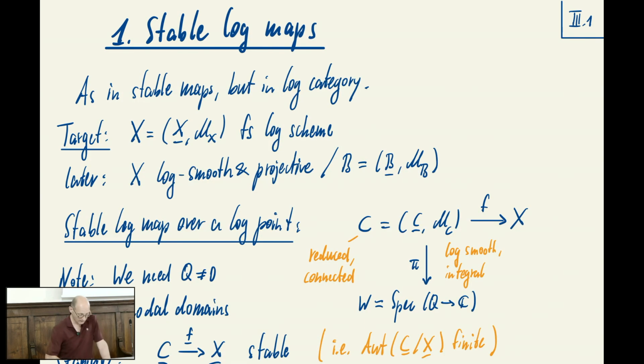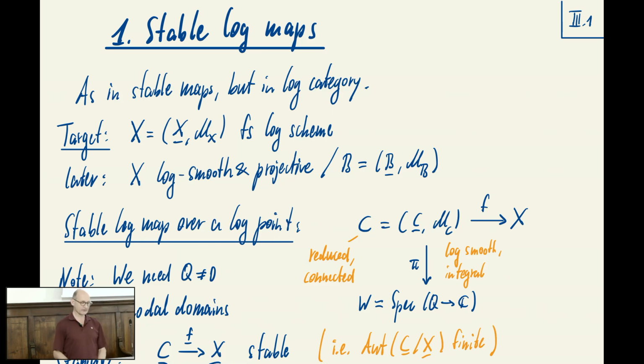Okay. So let me remove that. We can also remove that, but I don't have to. Okay, so then let's come to the proper topic of today, which is stable log maps and logarithmic Gromov-Witten theory. So at first, it's kind of disappointingly naive. If you know ordinary Gromov-Witten theory, you just replace everything with log.